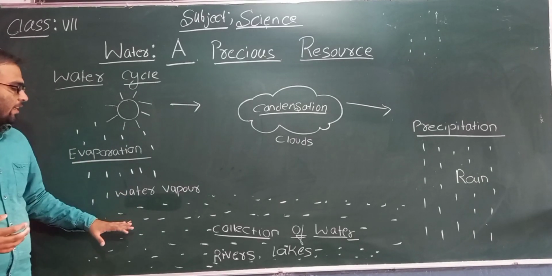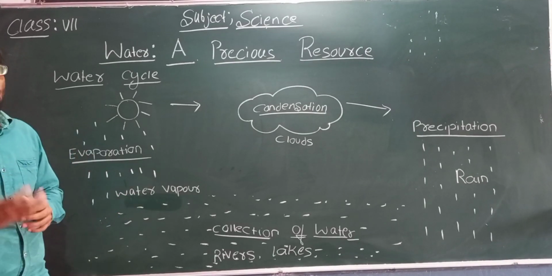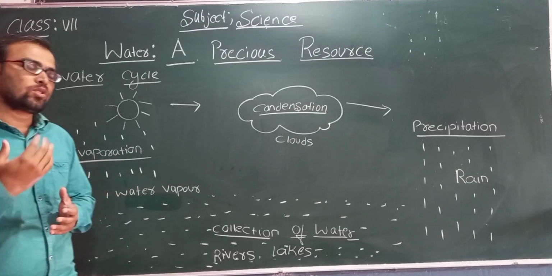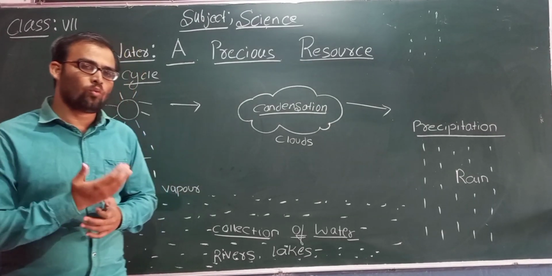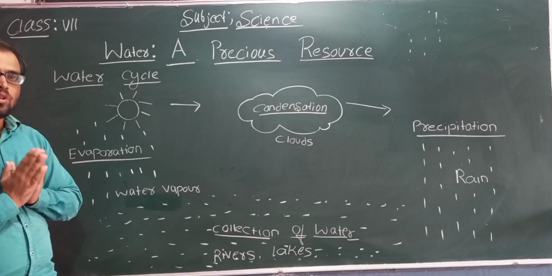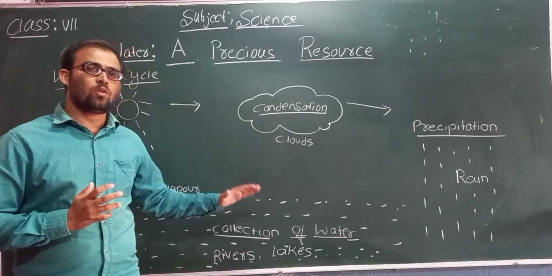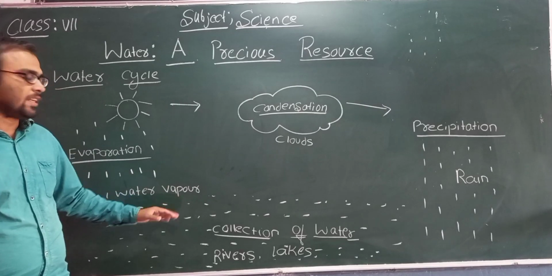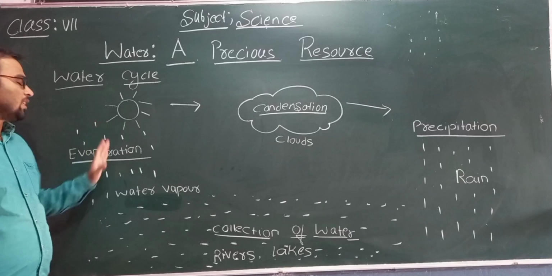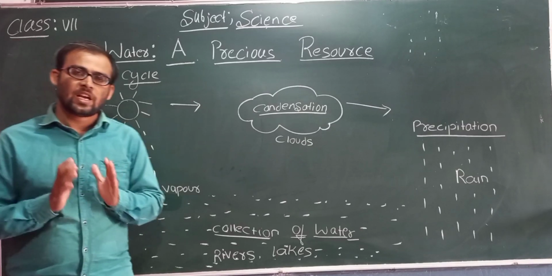As the water gets heated, it gets converted into water vapors. This process is known as what? Evaporation. Converting water into water vapor is called evaporation. So the first step is, whenever sunlight falls on the water, it gets heated and rises up into the atmosphere in the form of water vapor. This process is called evaporation.